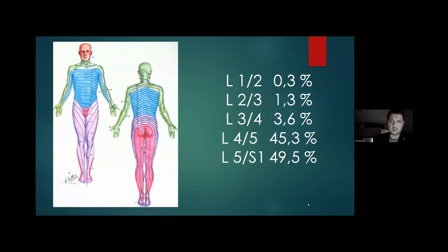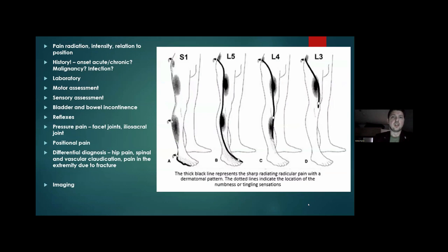These are the percentages of how common herniated disc and radiculopathy are at each level. It is also very important to understand the neuroradiology and the neuroanatomy of the lumbar spine in order to correlate a certain symptomatology to a certain pathology which you find in your MRI scans. So the patient always needs to be asked about pain radiation and intensity in relation to position. Is it more in standing, in sitting, in lying?